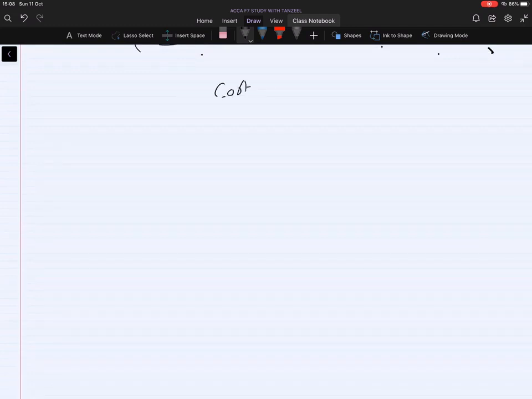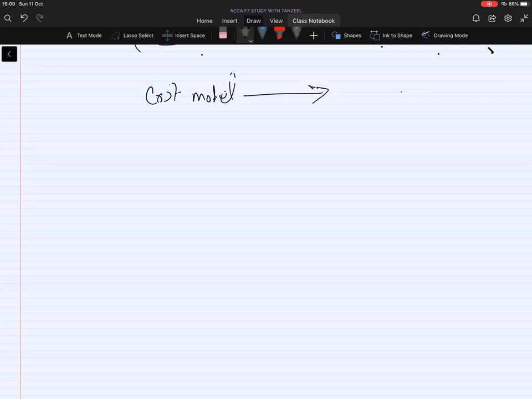Can a company change the model? Before they were using the cost model, and now they want to use a fair value model. Is it allowed to change the model? Previously we were using the cost model, and now we change it to a fair value model. Is it allowed?